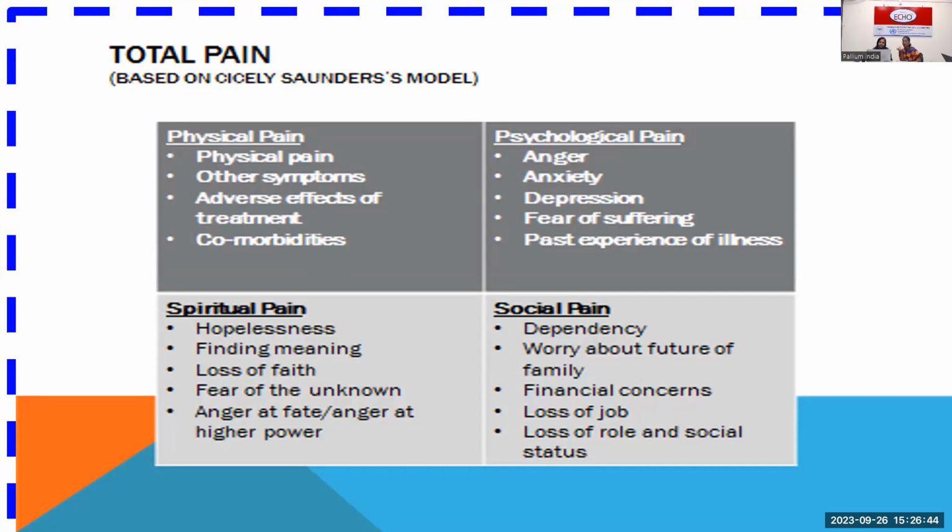The pain is what causes all this anger, anxiety, depression, fear. Fear is the most important thing. Fear of the unknown, fear of the future, and that is what is causing a great amount of change in personality and everything. And social pain is something they're unable to do, dependency, helplessness, all those types of things. Social, financial, everything can come into that. And then last but not the least, you have the spiritual element also, which plays an important role.